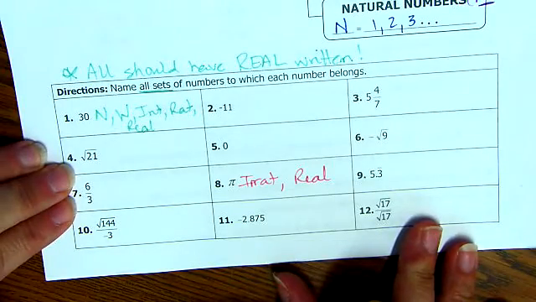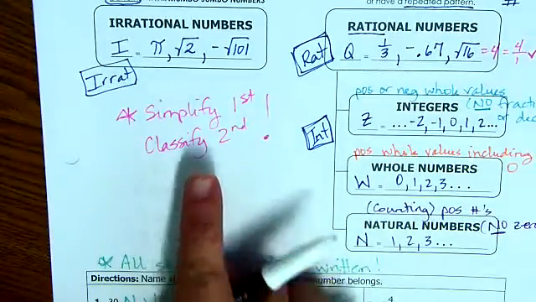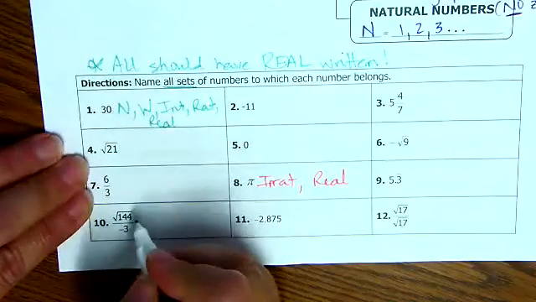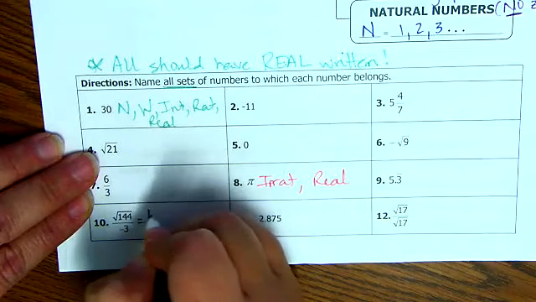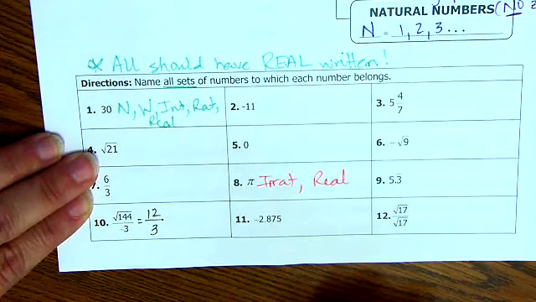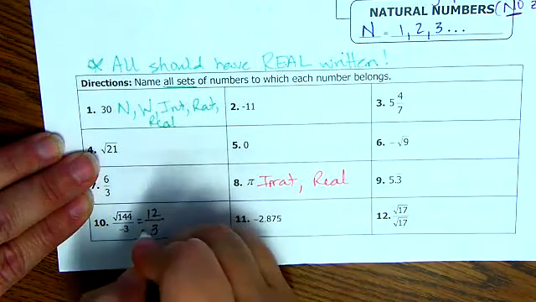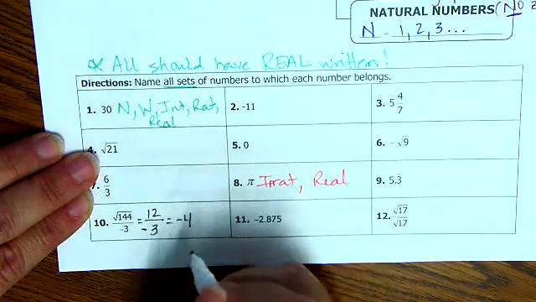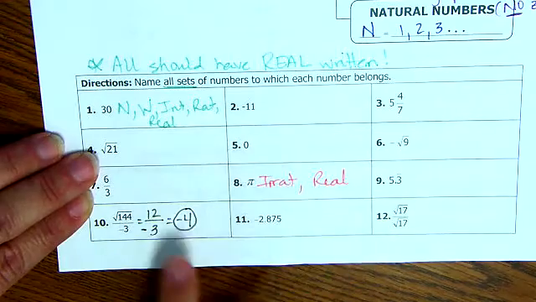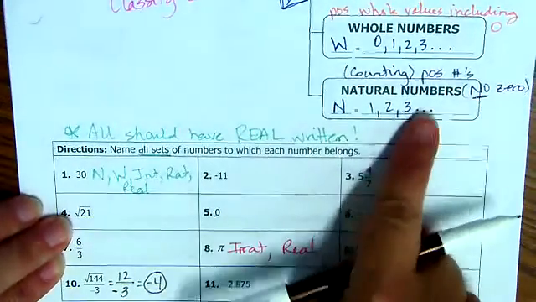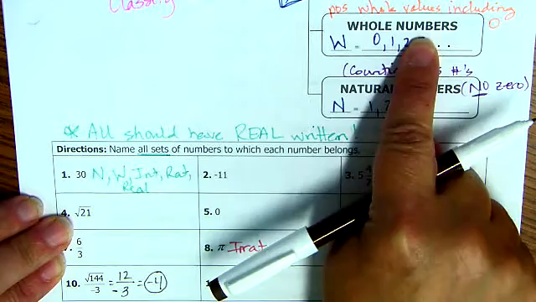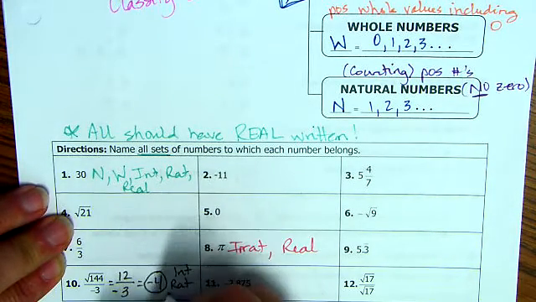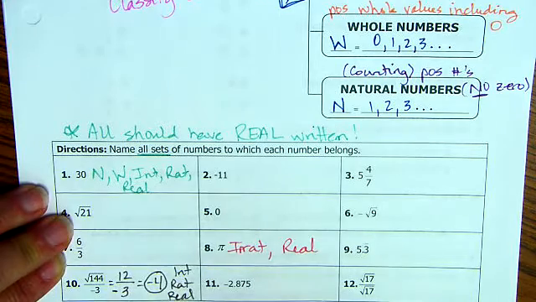Now let's look at number 10. Remember, simplify first, classify second. I have to do some work here first. What is the square root of 144? That is 12 over 3. What's 12 divided by, oh, negative 3. Don't forget those negatives. 12 divided by negative 3 is negative 4. This is the number that we are classifying. So negative 4, it can't be in natural and it can't be in whole. So it's going to be integer, rational, and real.